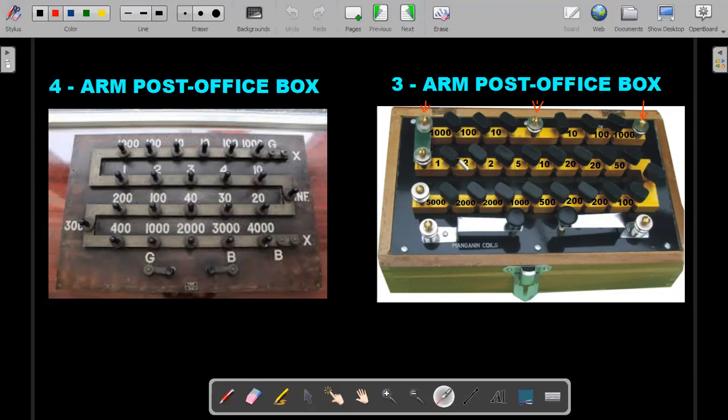What are these keys here and here? What is their function? What are these numbers? We'll try to understand as we move along in this particular tutorial. So let's move forward.